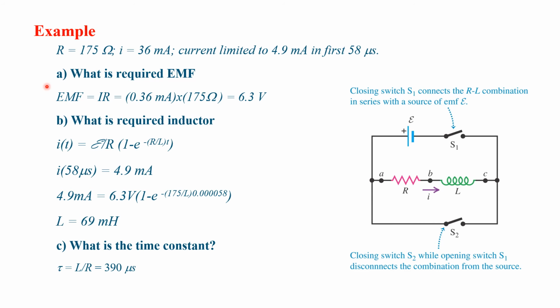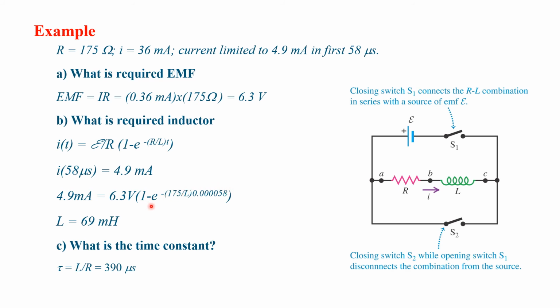Next, let's find the required inductor. From this equation here, your current is limited to 4.9 milliamperes in the first 58 microseconds. So we just use the equation for your current I at time 58 microseconds. You have your current equal to 4.9 milliamperes. That's equal to 6.3 volts times 1 minus e to the negative 175 divided by your L times your time in seconds.